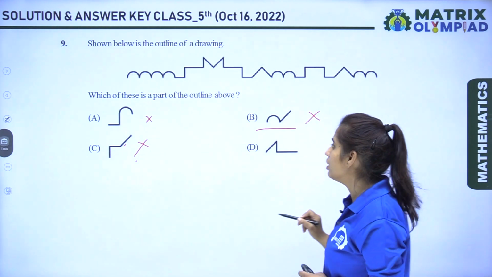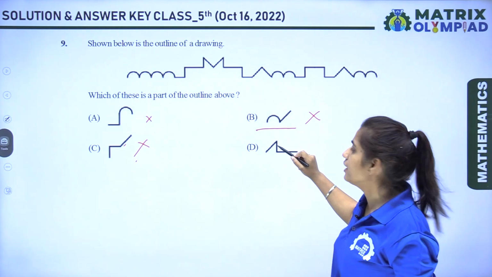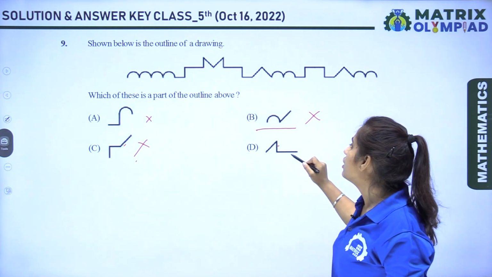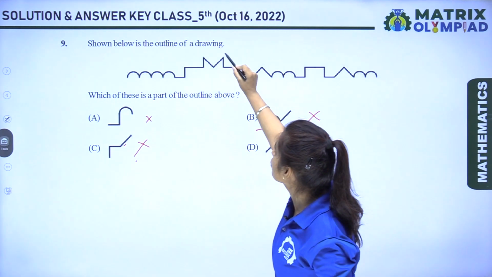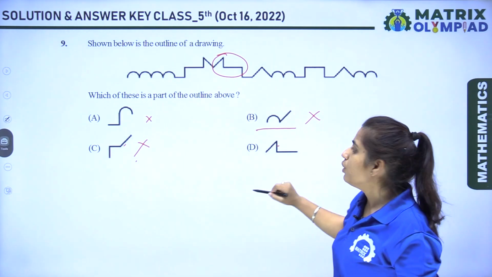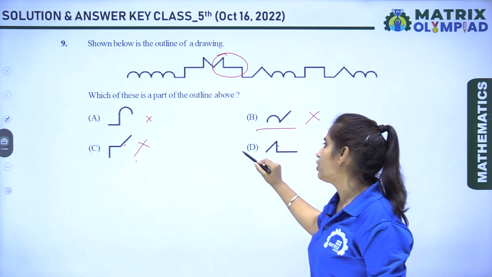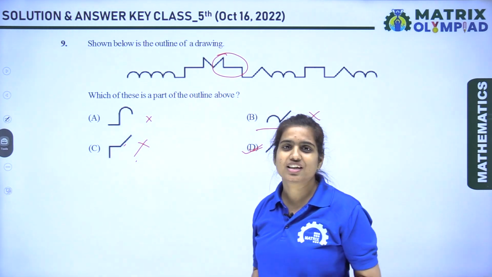Now let's check the last option. It is a slant line, then a straight line, or you can say that a 90-degree angle is formed. So this shape you can identify in the drawing. According to the options, we can say that option D is the correct answer for question number 9.